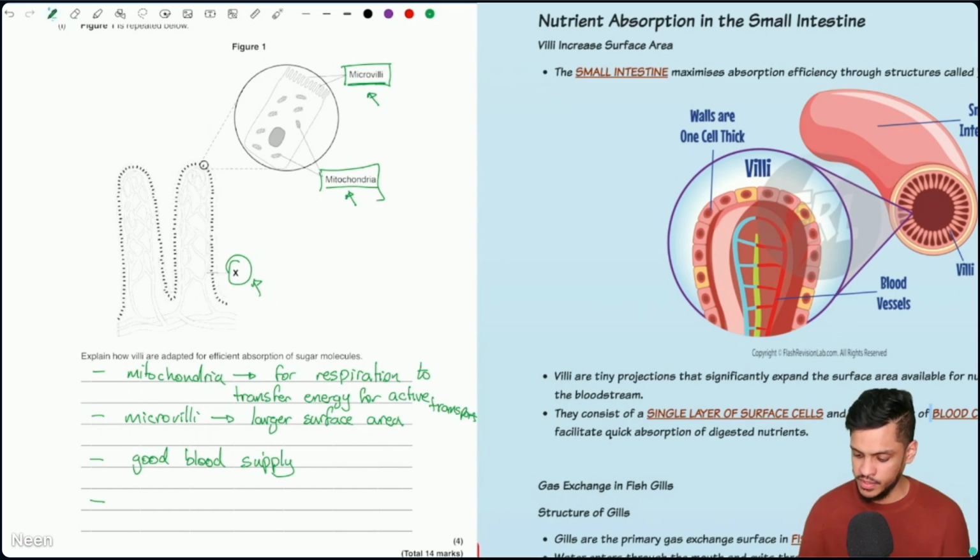Microvilli, large surface area, good blood supply. What's good about that is that it increases the diffusion gradient, maintains the diffusion gradient. We've got more than enough points here. Concentration gradient.